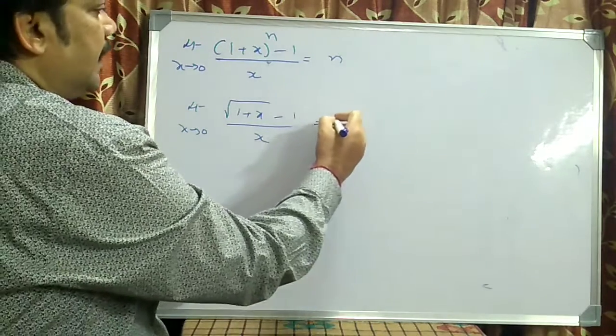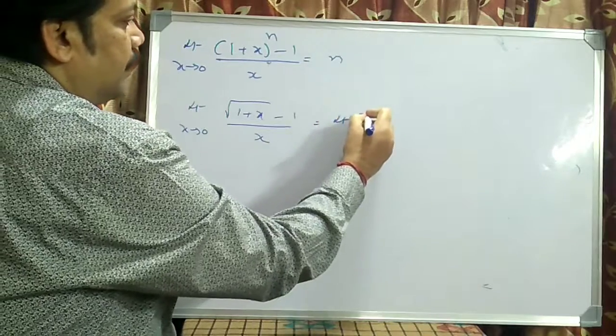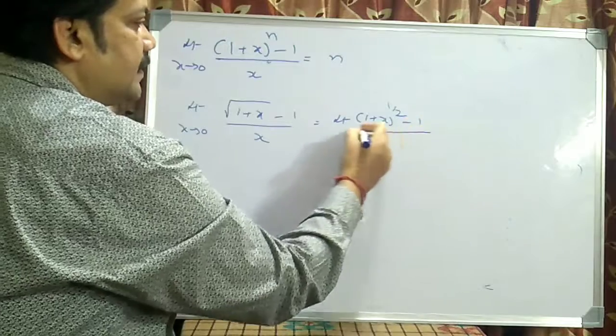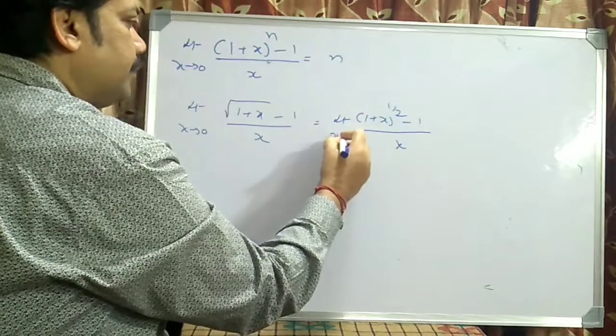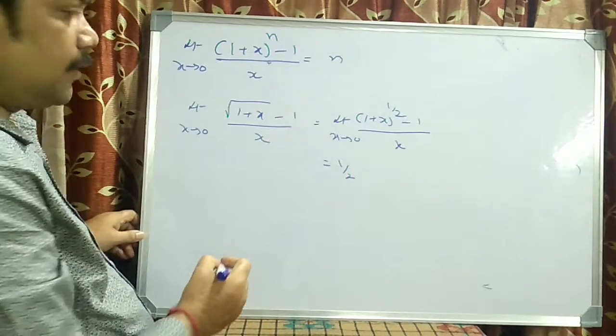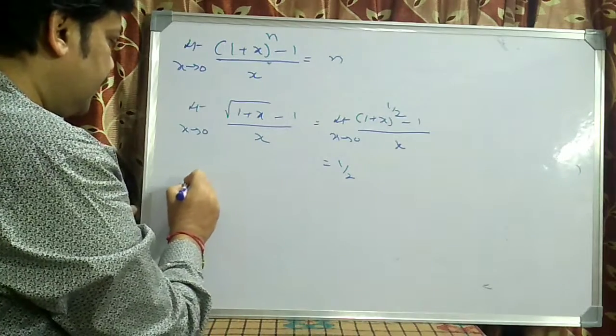So this is clearly of the form. Now I am telling you that the root may be written as power 1 by 2. So the answer will be 1 by 2 simply. Now I go to the extension of this.